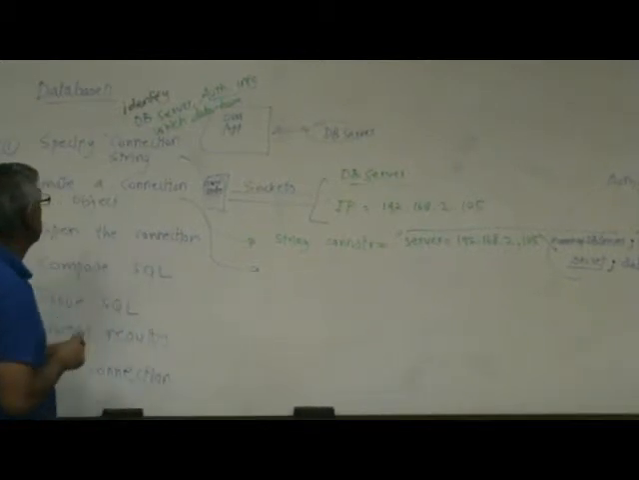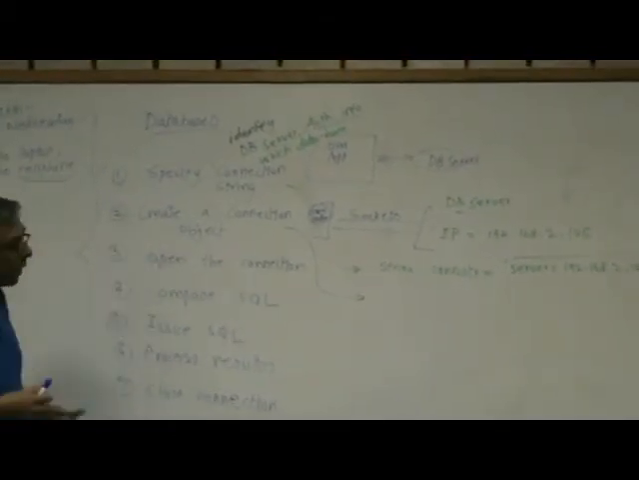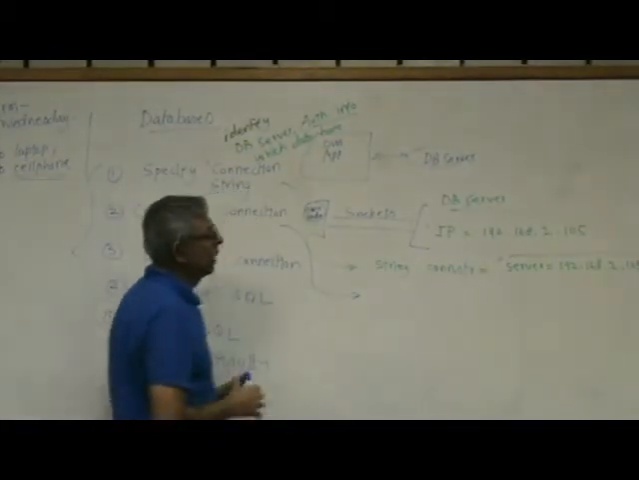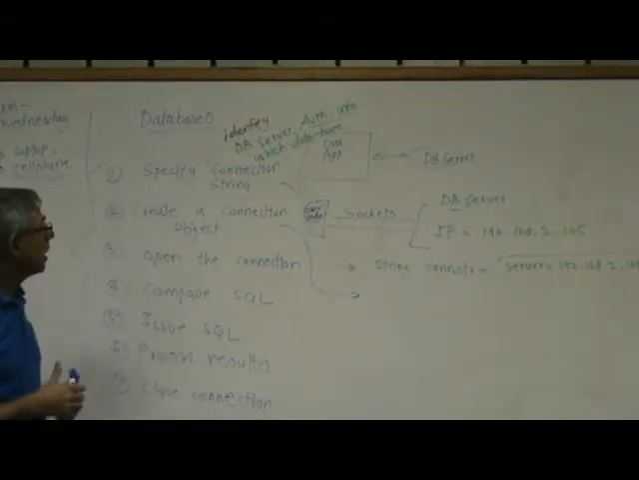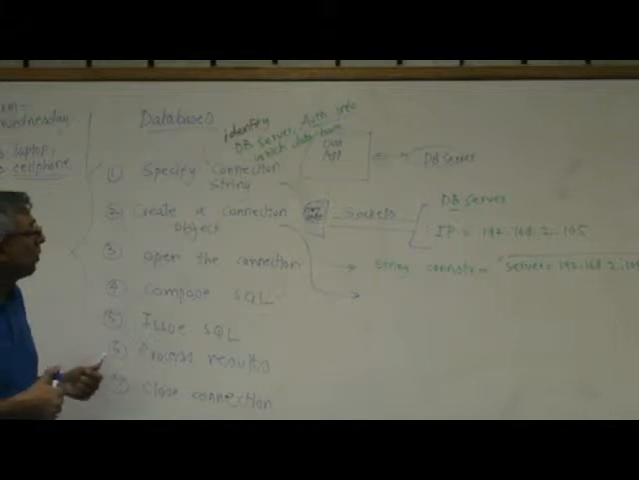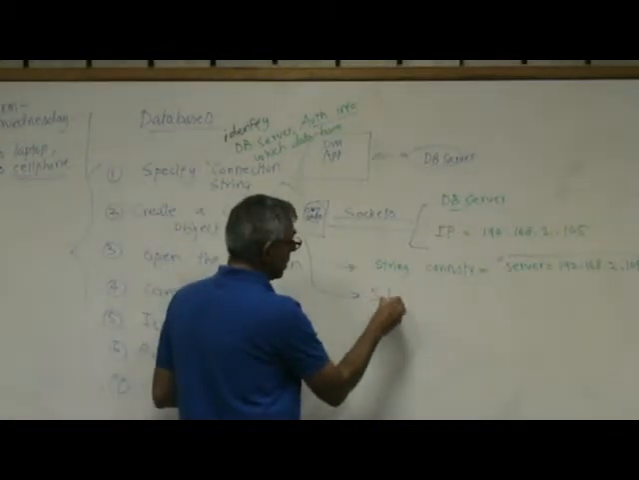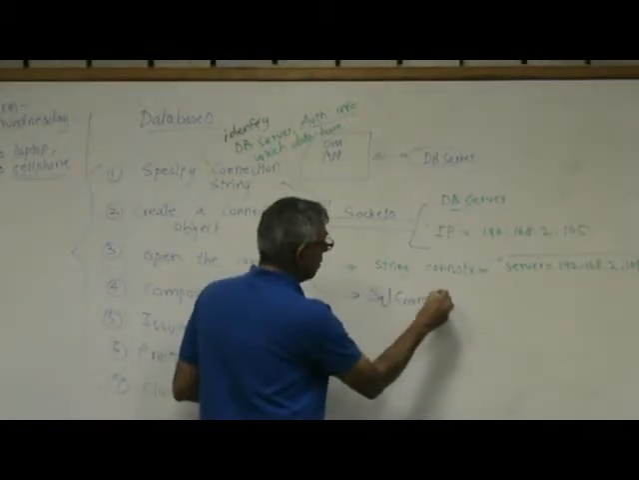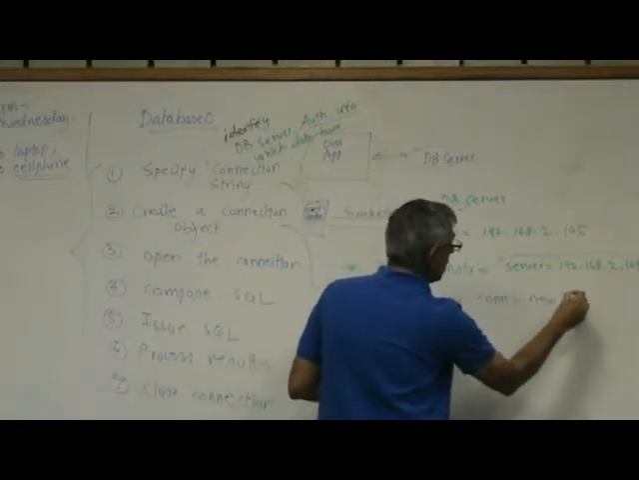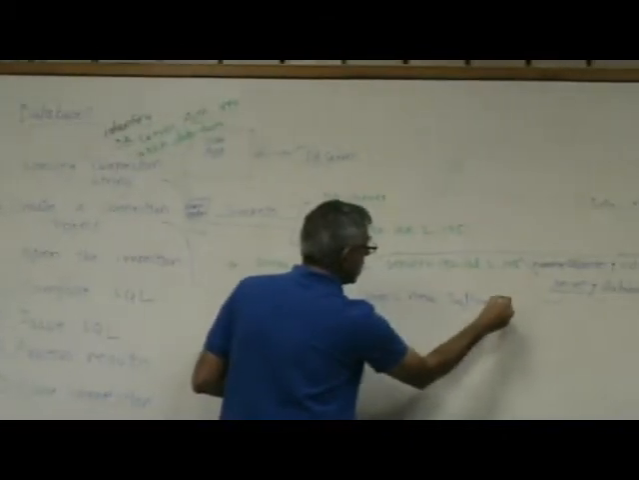Okay, now let's go to the second part. In the second step, we create a connection object so that we can open a connection and issue SQL to the database server, okay? Now, how we create the connection depends on which database server we are trying to communicate with. So we have different classes available to us. For example, if you are trying to connect to a SQL server, the class is called SQL connection. So you will say something like this, con equal to new SQL connection.